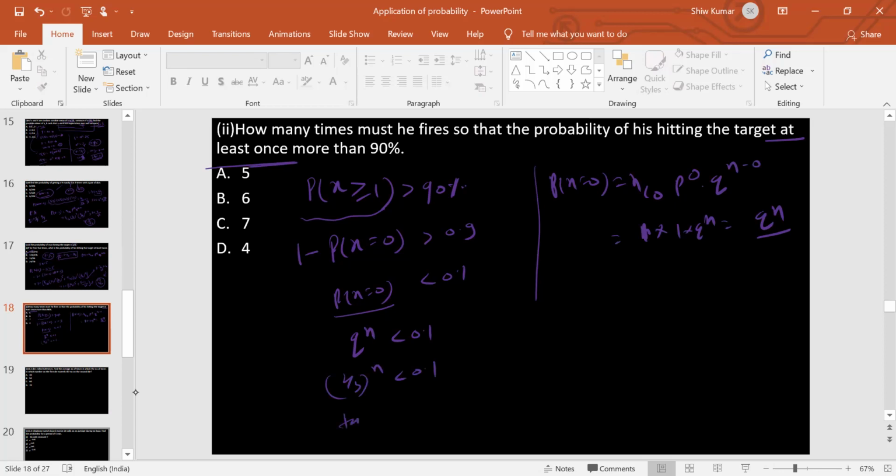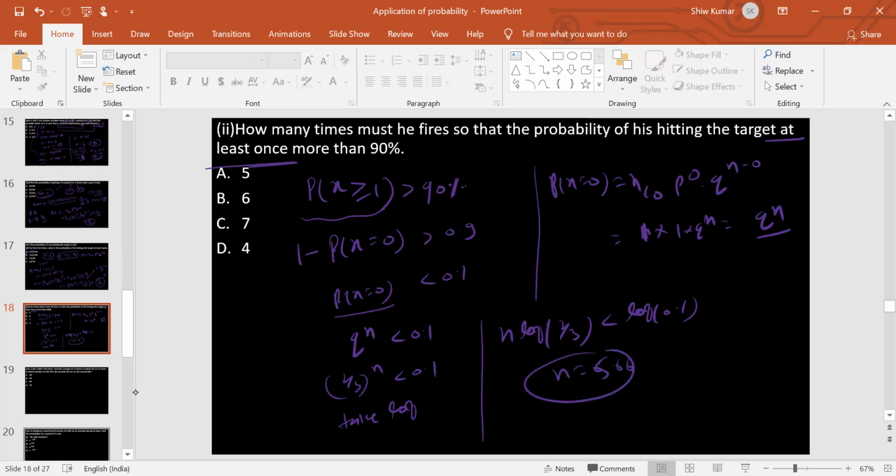And if you take the log both the sides, so it will become n into log 2 by 3 less than log 0.1. If you simplify them, the minimum number of trials you will get it here 6. You will get it here something 5.6. इसको हम लोग round off figure करेंगे, you will get it here 6. यानी if you hit the target minimum 6 times, then इसका जो probability होगा it should be more than 90%.